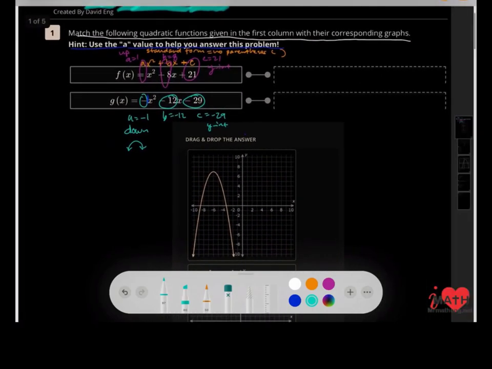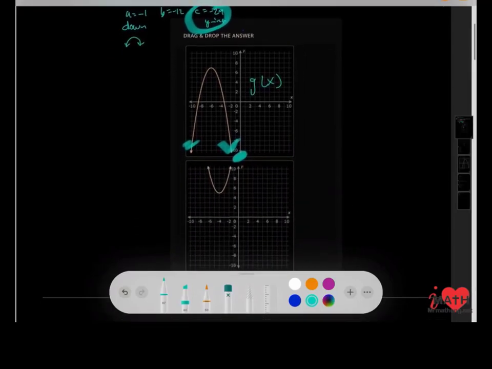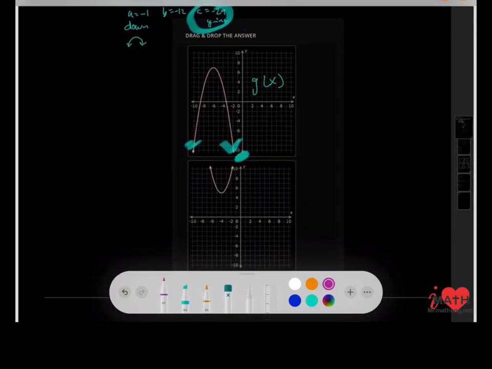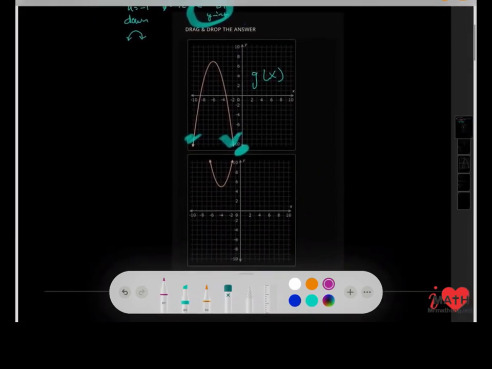So let's go ahead and look at my graphs here. Notice my C value of negative 29 is somewhere down here, and this graph is facing down, right? So this is going to be the g of x graph. And then for this graph up here, you'll notice that the y-intercept is a positive number up here, and it's also facing up. So this is going to be my f of x graph.